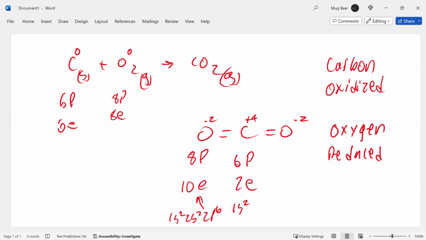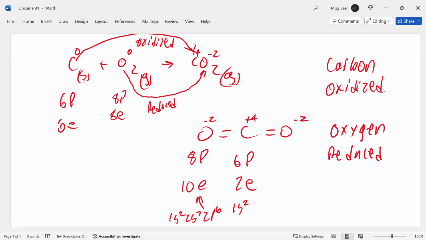So if I look at this chemical reaction, the very first thing that we have up here, I have carbon with a charge of 0, and on the other side, the carbon's charge is +4. So the carbon is the thing that was oxidized. The oxygen's charge is 0 on this side, and on this side over here, it's -2. So its charge was reduced.